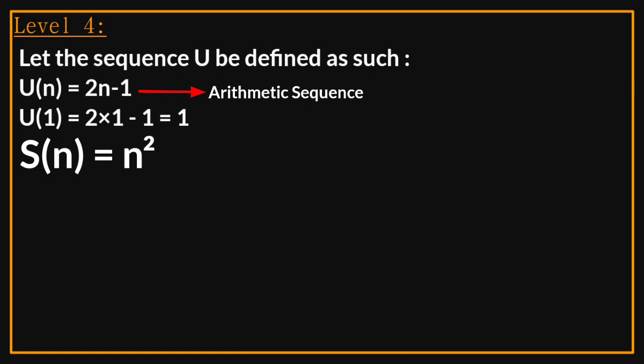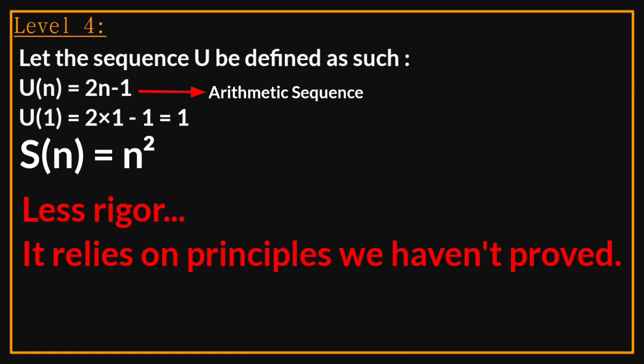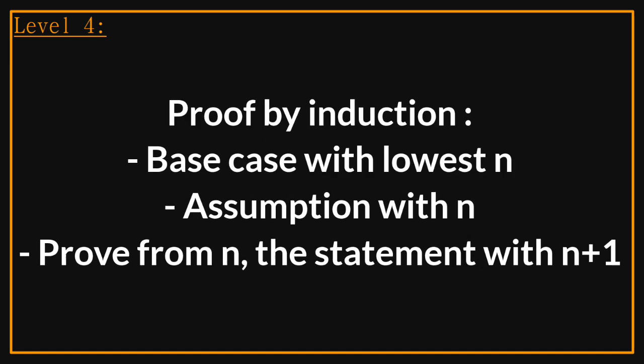This is maybe less rigorous than what we did before, because it relies on how arithmetic series work, something we haven't proved. But we can appreciate this proof regardless. So the takeaway is proof by induction. It works this way. We start by laying the base case with the lowest acceptable n term. Then we assume the proof is true for n and prove from it that the same works with n plus 1.